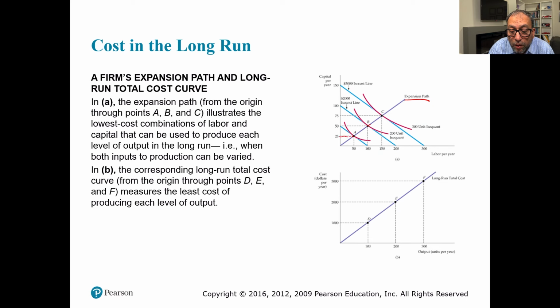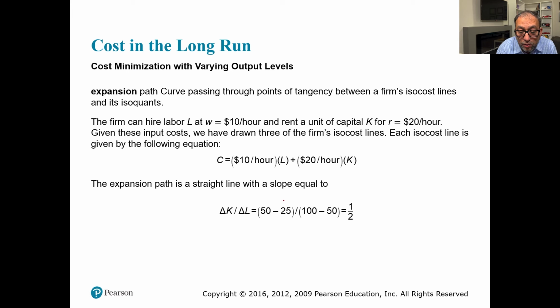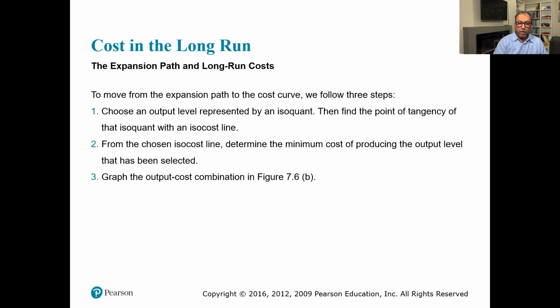So here capital is 25 and the labor is 50. When we move to the next tangency point, capital is 50 and labor is 100. So what we did here is 50 minus 25, this is delta K, divided by delta L. So we get this, which is the slope of the expansion path. If a firm increases its production, this is going to be the line of their use of capital and labor.